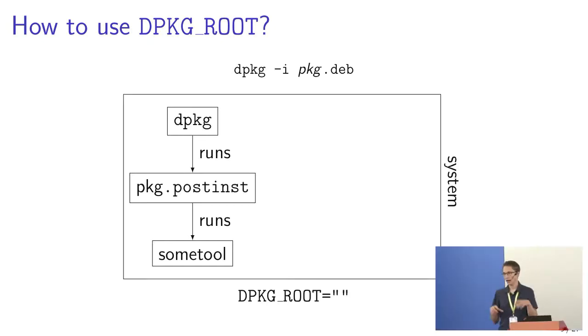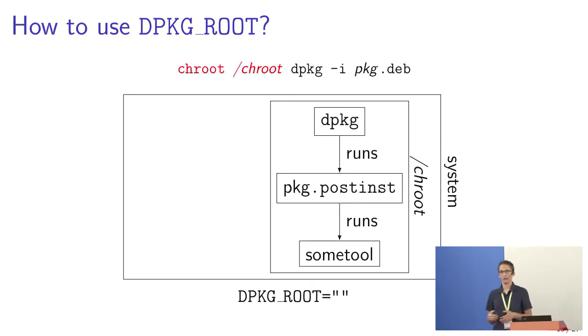I have now added the system where this is running around it, so that this is supposed to represent your installation on your machine somehow. And I've also added at the bottom the DPKG root variable over here. And yes, it's still empty. So this is just how it works normally. So let's level up a little bit.